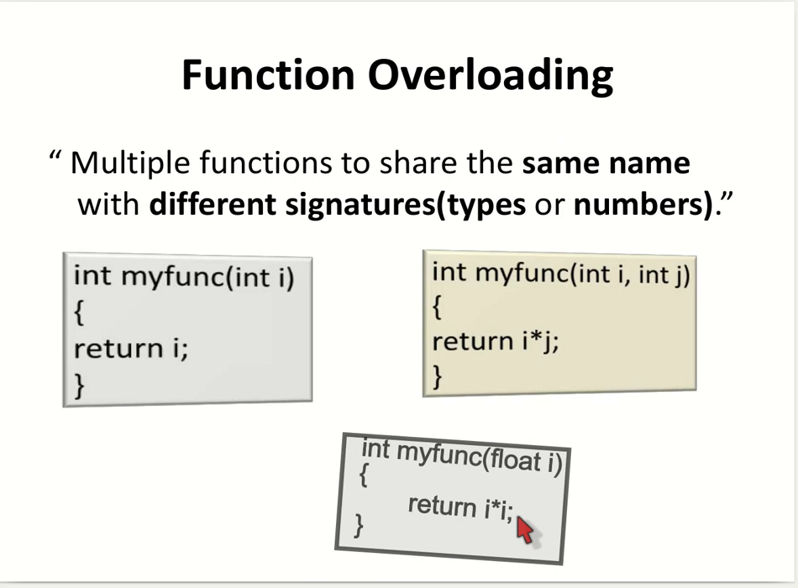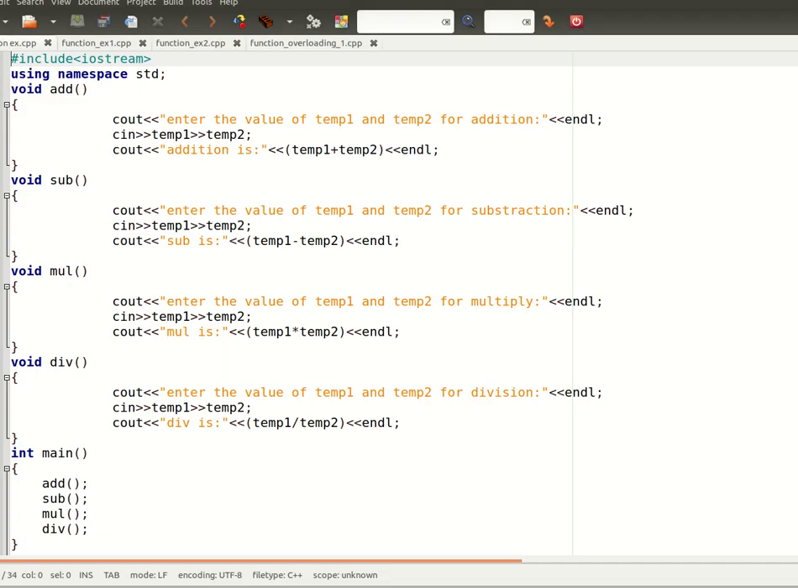And in this case, the type of argument is different: int i, float i. So we can create two functions of the same name with different argument types. And here we have int i, and int i and int j, so the number of arguments is different. Here the type of argument is different. So let's see one example.